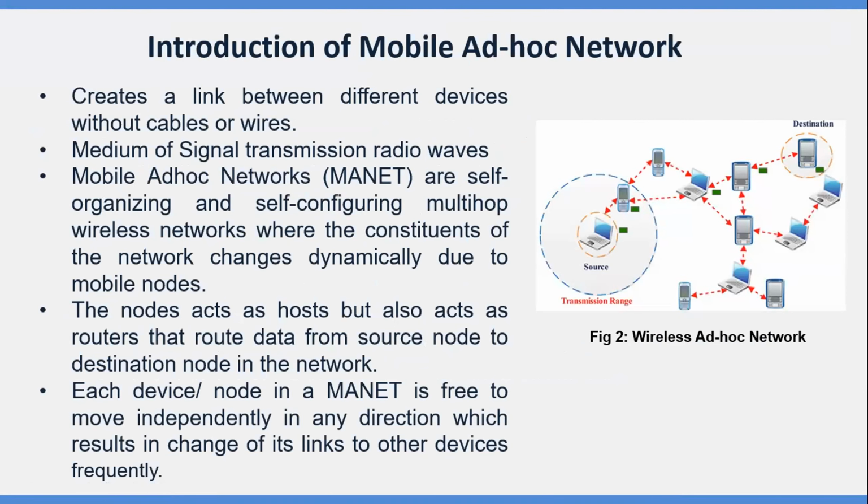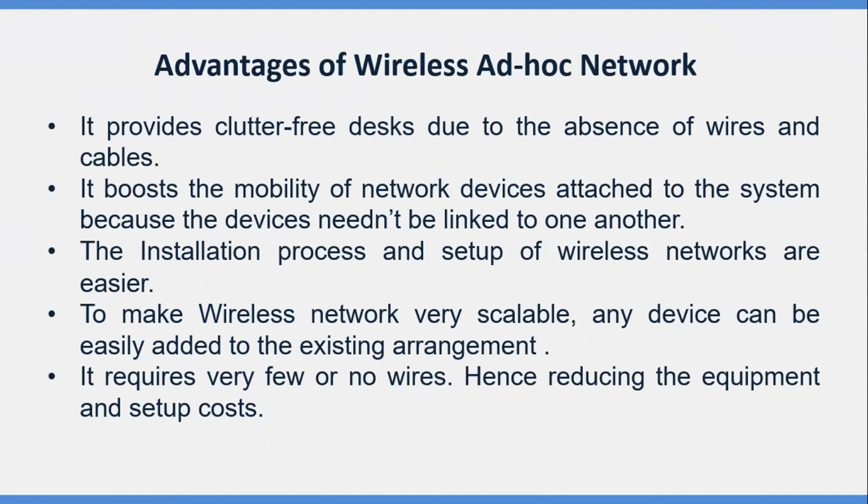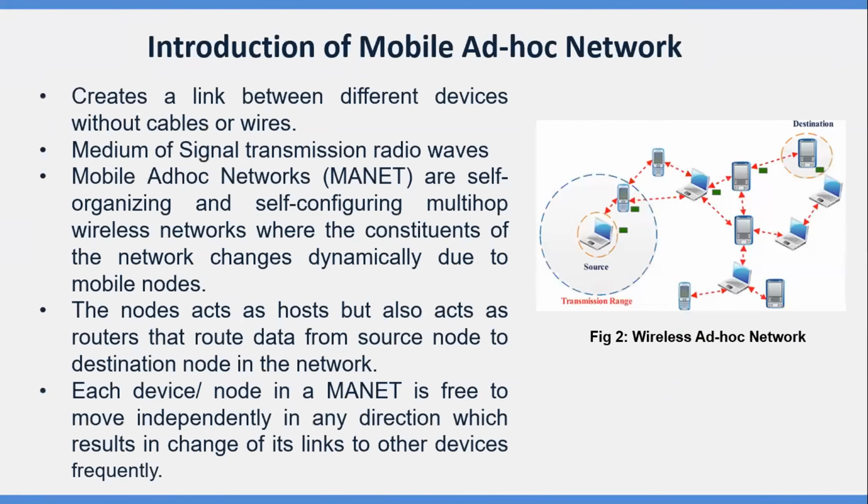Introduction of mobile ad hoc networks. Mobile ad hoc networks consist of wireless mobile nodes forming a temporary network without any infrastructure, and create links between the devices without cables. The medium for signal transmission is radio waves. The nodes in mobile ad hoc networks act as hosts and also as routers to transmit data from one place to another. Each device can move freely from one place to another without any connection loss.